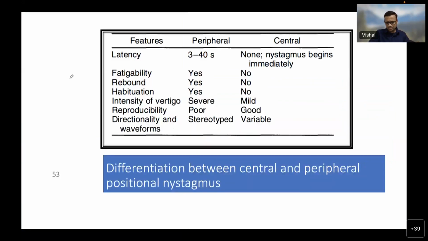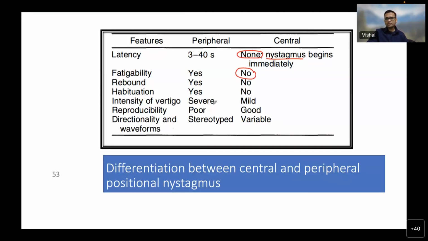Now, just to present one case of central positional vertigo, I had seen a patient who presented with positional vertigo, and there were other symptoms also. But typically when I did the positional maneuver, there was no latency. The nystagmus started immediately. There was no fatigability.